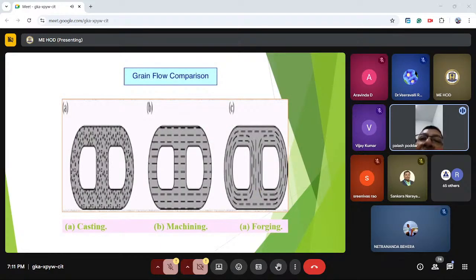Next. In the metal structure, as an overall view, we can see this is the casting structure, this is for machining, and this is for forging. Casting means there is no grain flow. Here we can see in machining the grain flow is broken, and in forging the grain flow is revealed in the final part. So casting, this is the macro structure; machining, this is the macro structure; and forging, this is the macro structure. So this is the grain flow comparison.